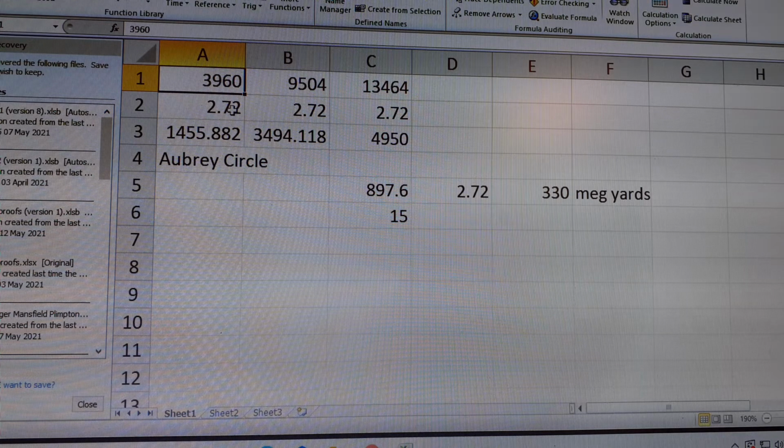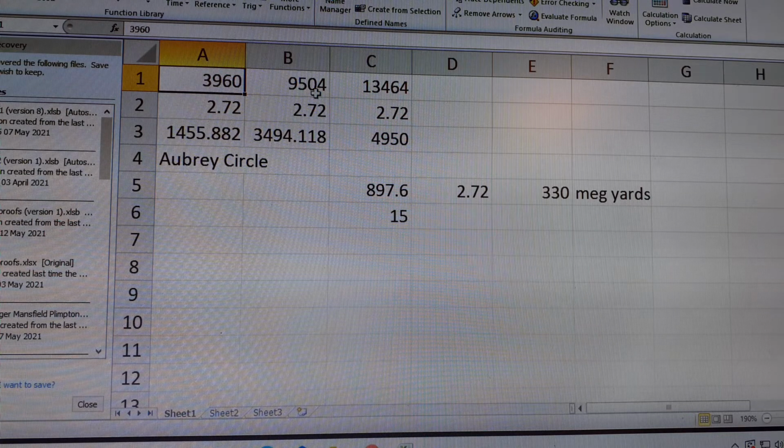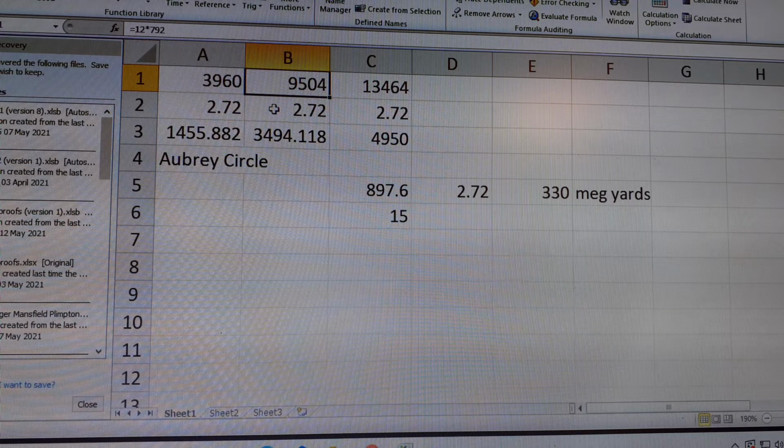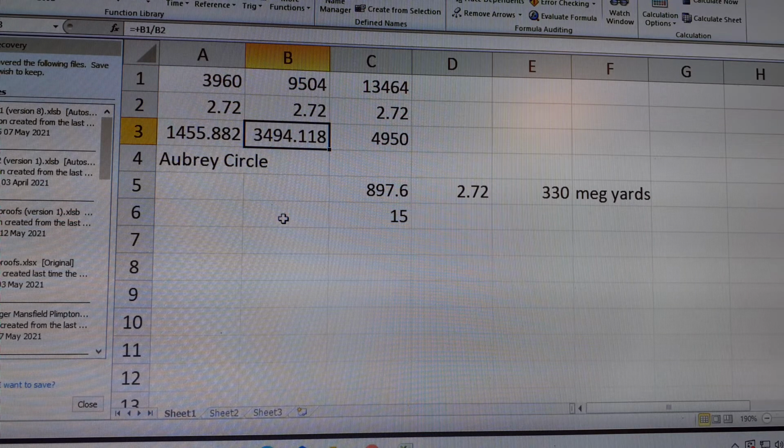We divide it by 2.72 feet, Thom's megalithic yard. We got 1455.882 units. So the megalithic yard doesn't go into that. The other unit is 12 times 792, and that gives 9504 feet. We divide that by 2.72 and we get 3494.118. That doesn't divide either, but when we add these two together, we get 13464 divided by 2.72 gives 4950.